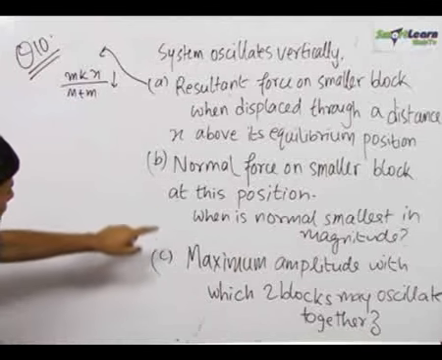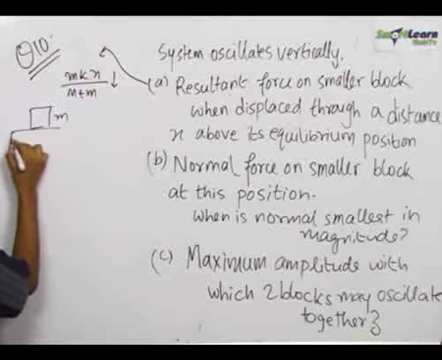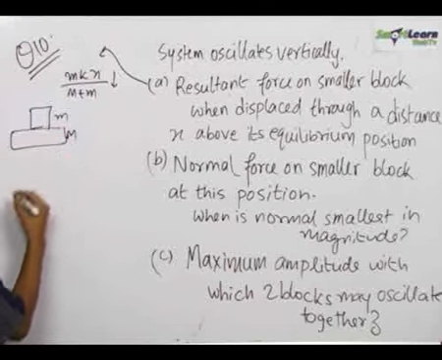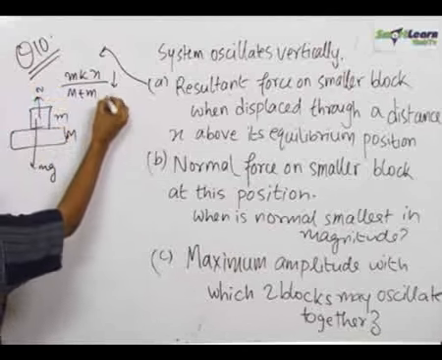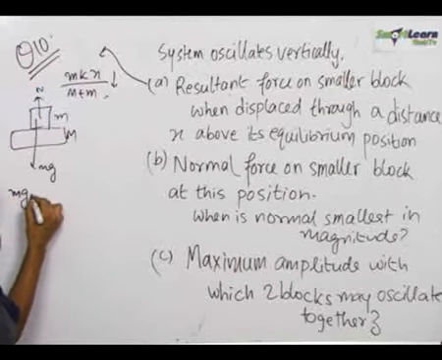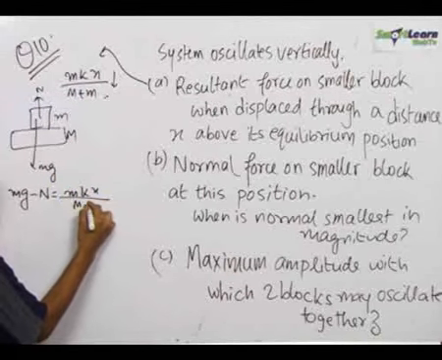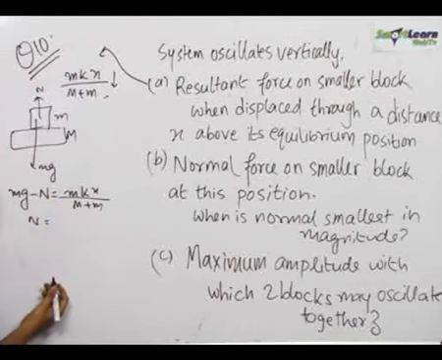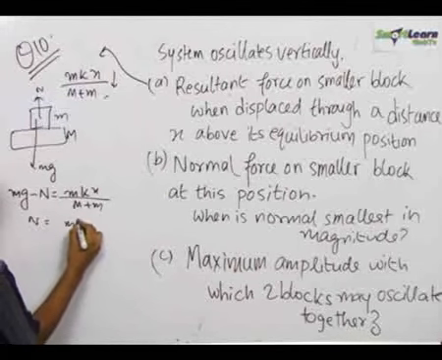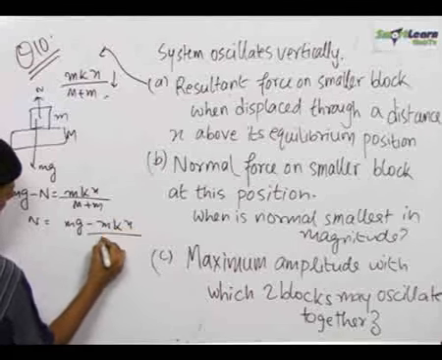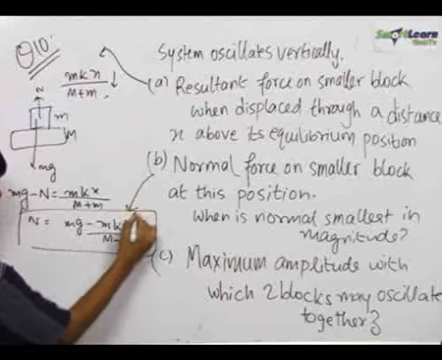We have been asked the normal force on the smaller block at this position. So let us again redraw the diagram. This is m, this is capital M. We can write mg minus N. This is the restoring force. Therefore we can write mg minus N is equal to m kx upon (M plus m). Therefore the normal reaction when it is displaced by a distance x above its equilibrium position comes out to be mg minus m kx upon (M plus m). So this comes out to be the answer for the second part, B.